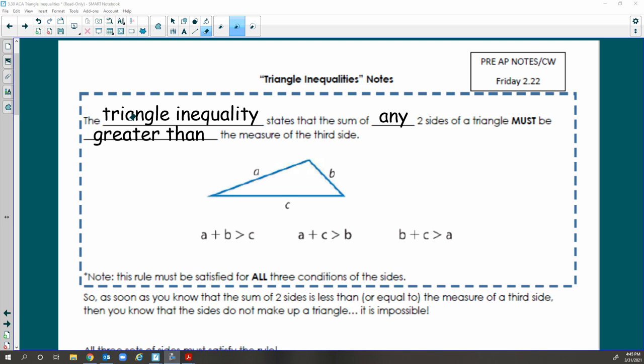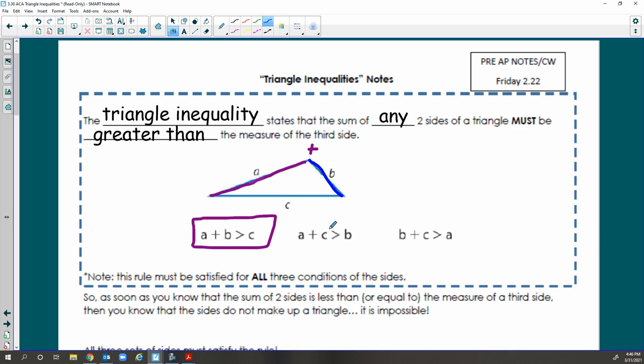So the triangle inequality states that the sum of any two sides of a triangle must be greater than the measure of the third side. So really what that's saying is this one. This is right on the money right here. A plus B is greater than C. That means the length of side A plus the length of side B, if I put them together, will be longer than side C.